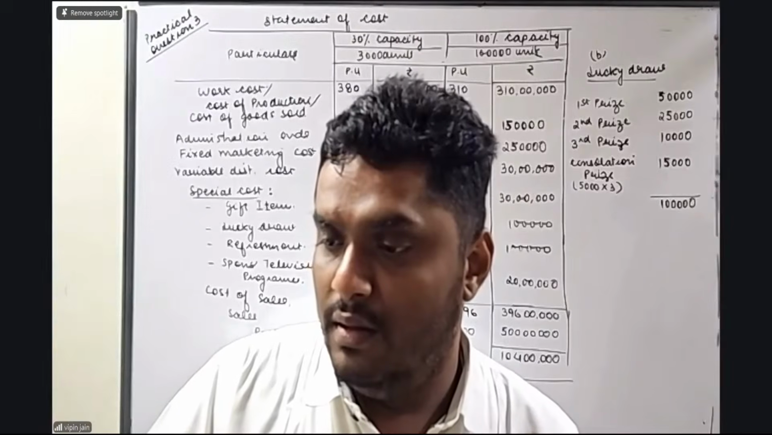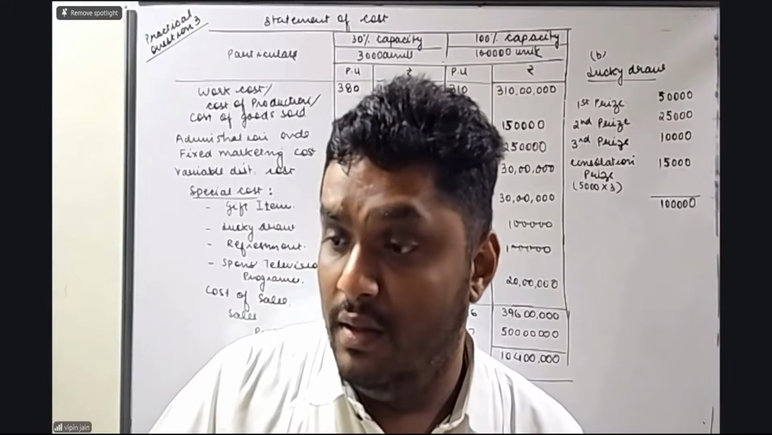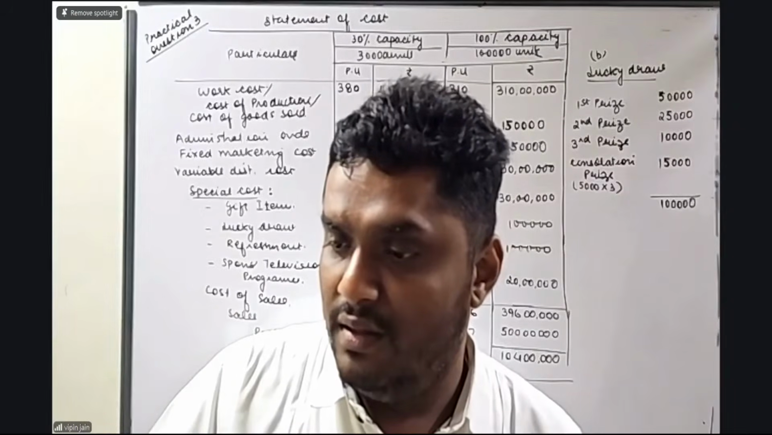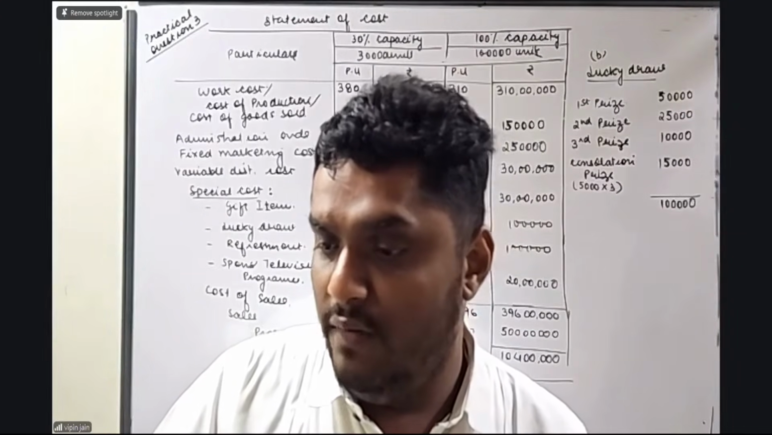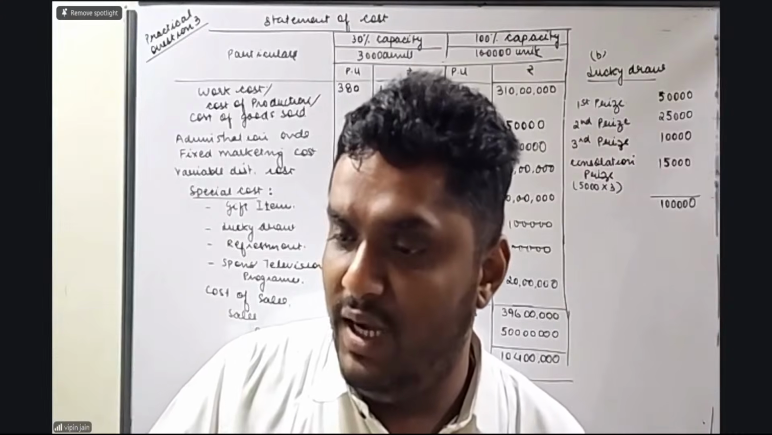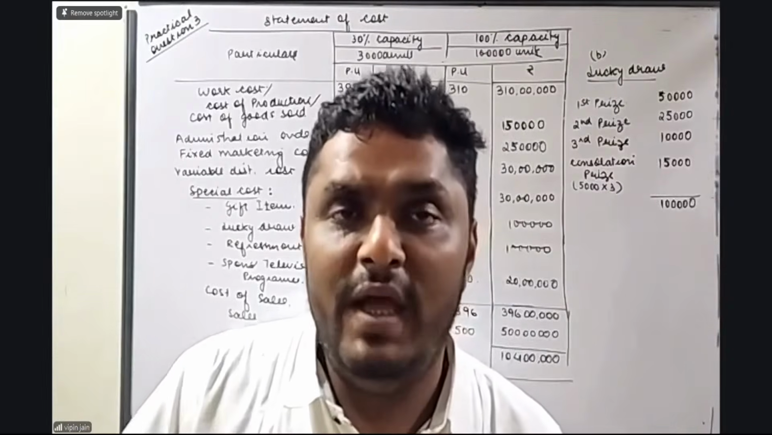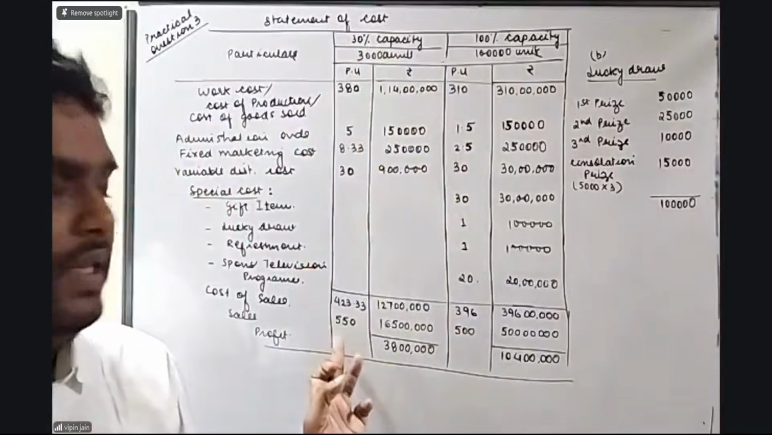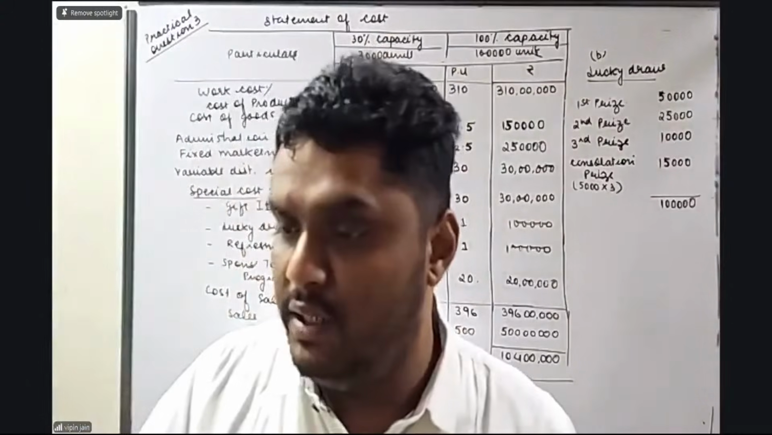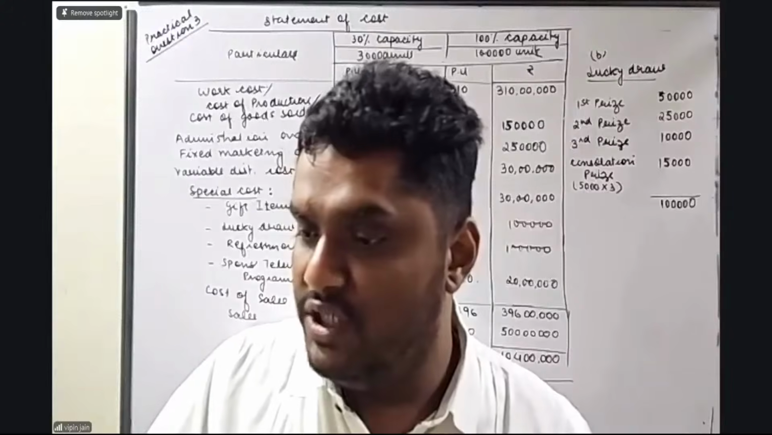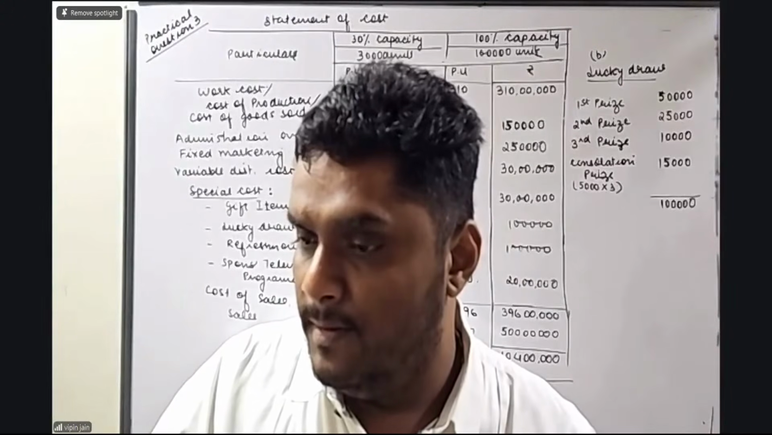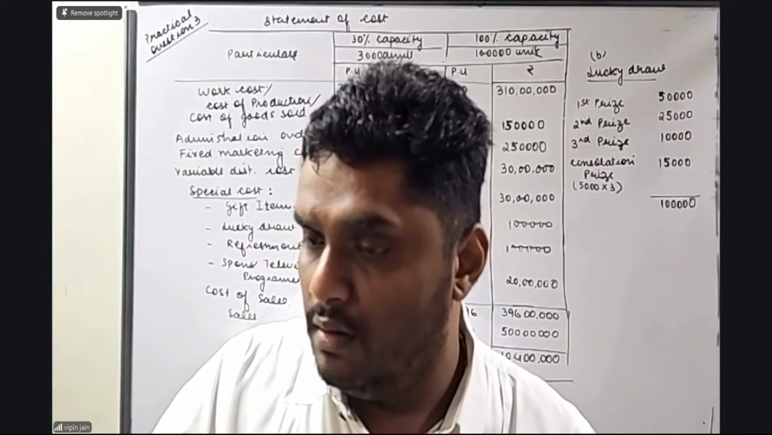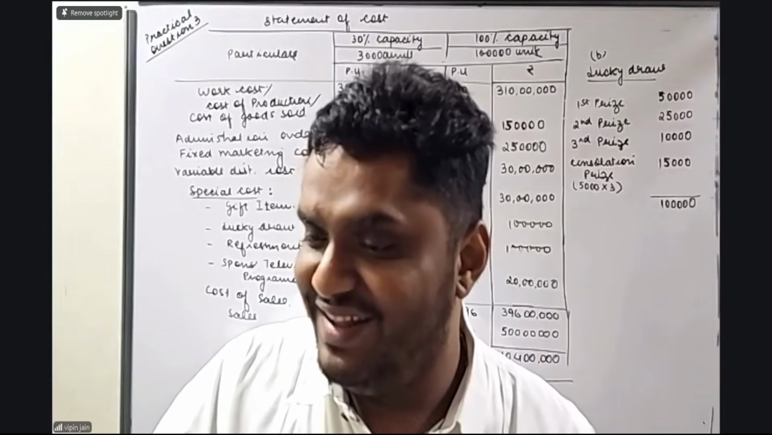Oh, so it's 30% of the level, not 30% of total units produced. 30% of 1 lakh. The total capacity is 1 lakh units. Of this, if they are manufacturing and selling only 30,000 units, these 30,000 units can be sold in the market at the rate of 550 rupees per unit. This is what the question wants to say. Okay, sir. Anything else? No, sir. I think still you are not clear.